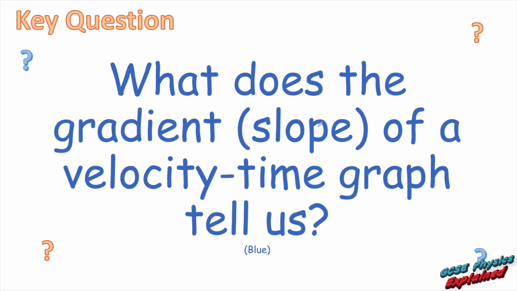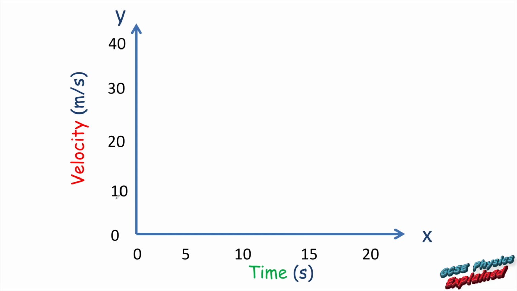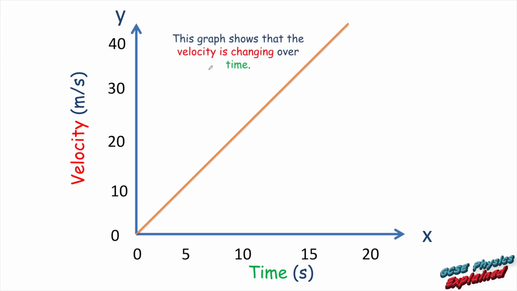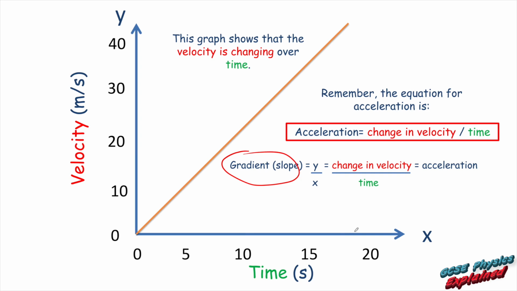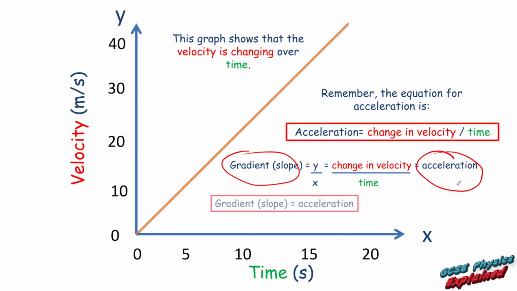So why do I want you to know that? Well, what does the gradient of a velocity time graph tell us? If you've got a velocity time graph, it means velocity goes up the side and time goes along the bottom, because whatever you see first goes up the side. Now, if you've got a line that's going up like that, that object's velocity is changing over time. Remember, the equation for acceleration is change in velocity in a certain amount of time. So basically the gradient of a velocity time graph tells us the acceleration.